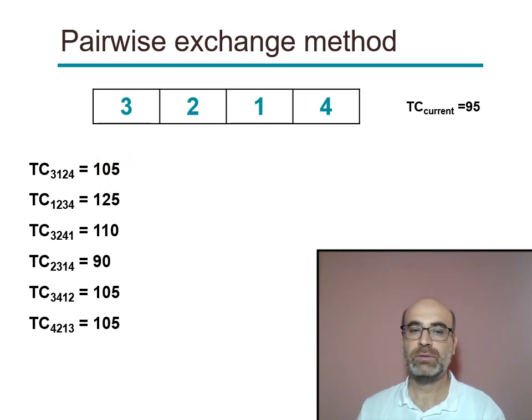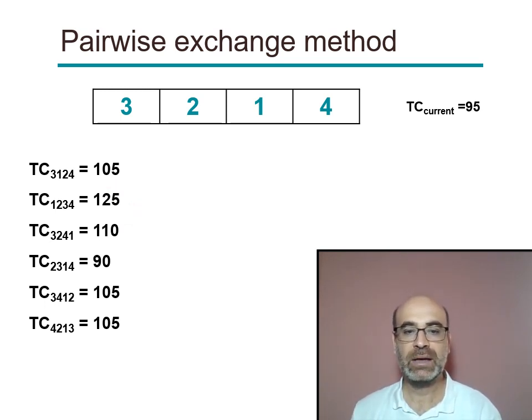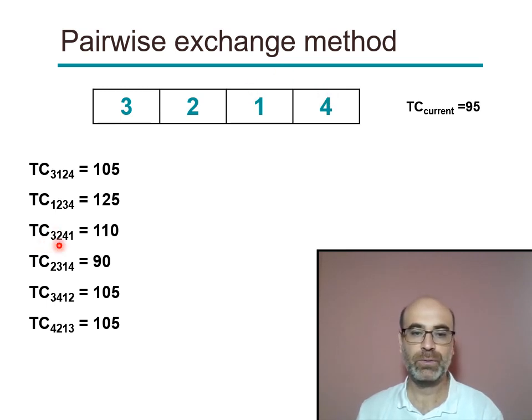Then we need to consider exchanging 1 and 3 and we will obtain the 1, 2, 3, 4 layout. In fact, this is the initial layout, if you remember, and we already calculated its cost, which is 125. Then consider changing 1 and 4 and we will obtain 3, 2, 4, 1, which is 110. Then replace 2 and 3 and we will obtain 2, 3, 1, 4 with 90. And then consider exchanging 2 and 4 and then consider exchanging 3 and 4.